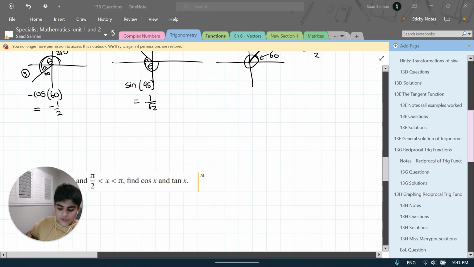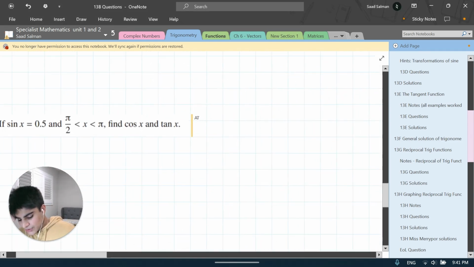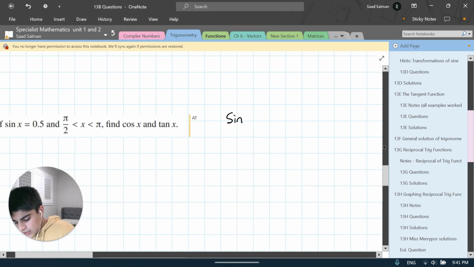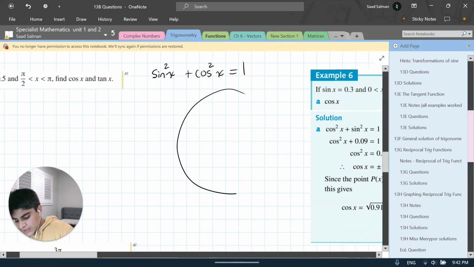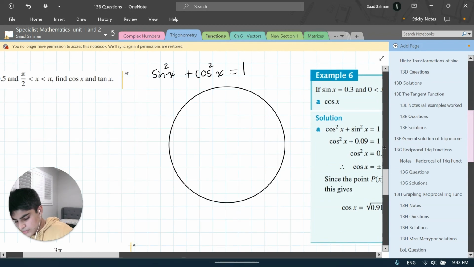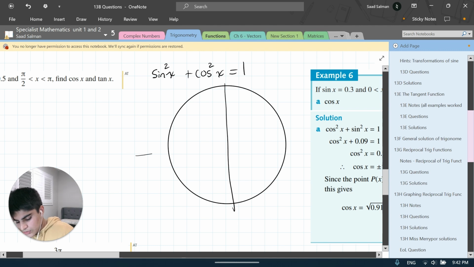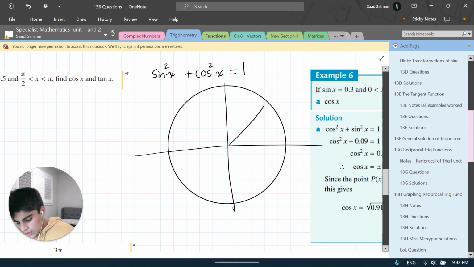Now the second part of this video is the Pythagorean identity. The Pythagorean identity states that sine squared x plus cosine squared x equals 1. Let me explain why. Over here, let me just draw the circle. We've got our unit circle over here. Our radius is 1.